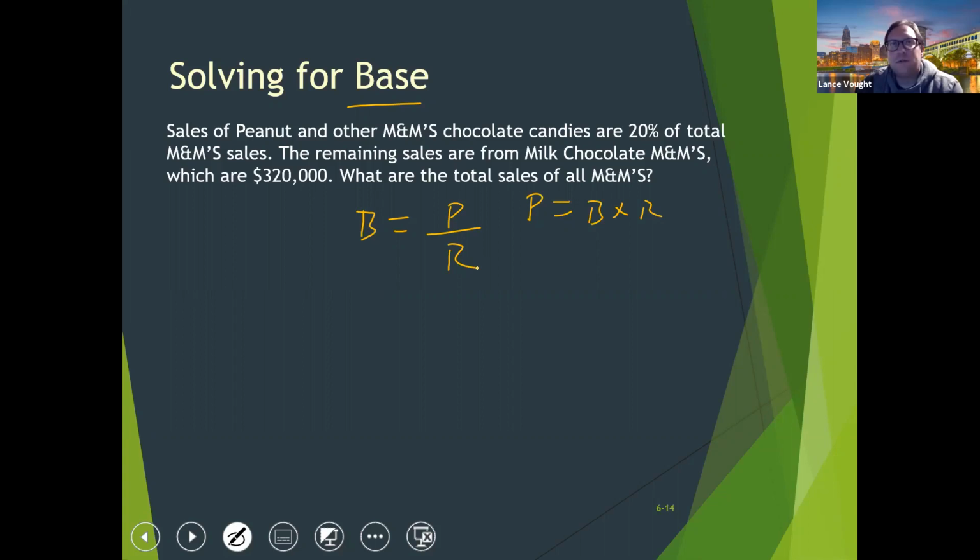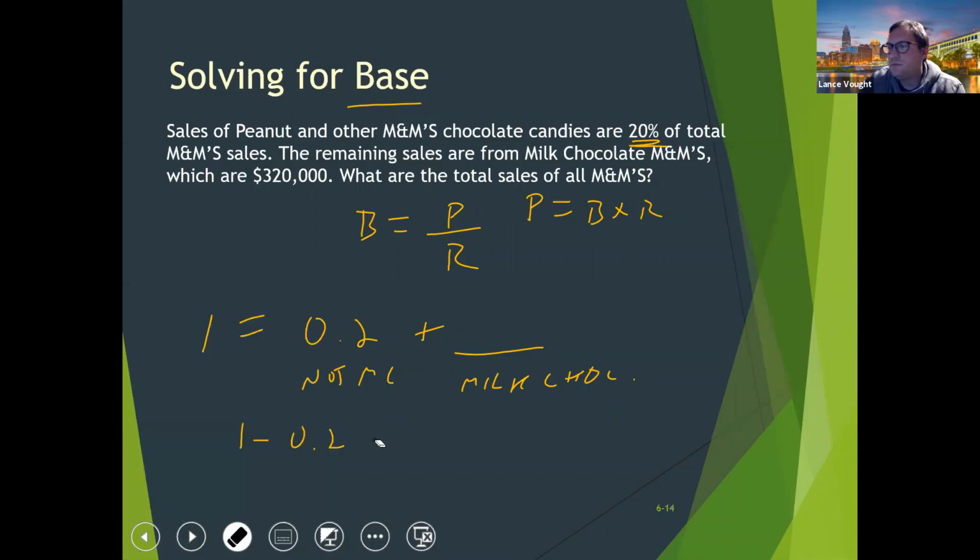Now this one's a little different because it's giving you the complement. So if you've ever heard of set theory, if you have a whole of something and you know what the opposite is, you can convert it. So we know that not milk chocolate is 0.2, and we don't know what milk chocolate is. We can go 1 minus 0.2 to find the unknown. And now we have our unknown.